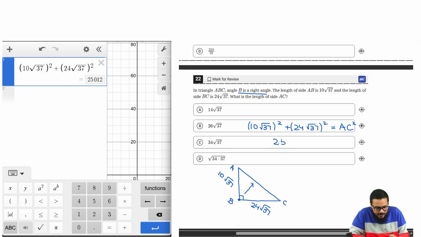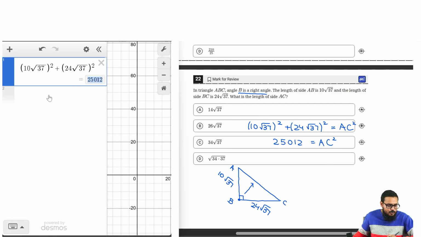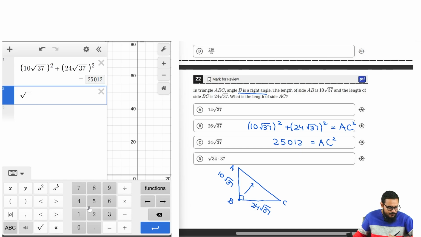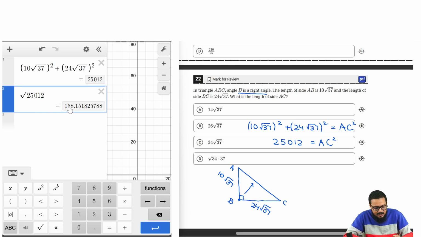So 25,012 is equal to AC square. Now you have to find the square root of the number 25,012, and that would lead you to your side AC. So what's the square root of 25,012? That's my square root, 158.15. Which means that this side length is 158.15.